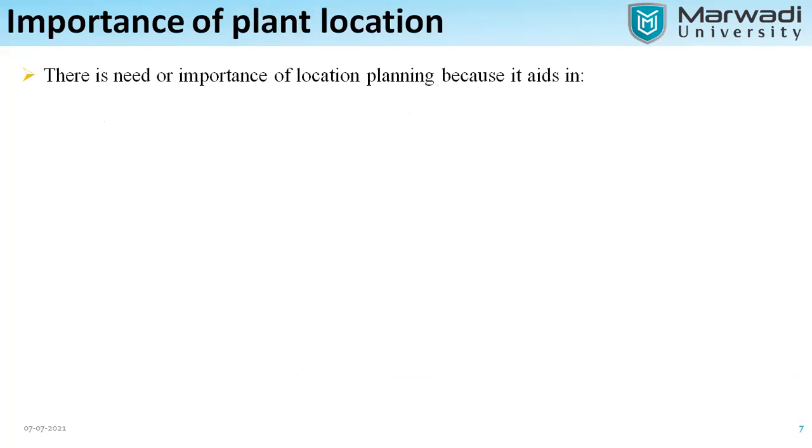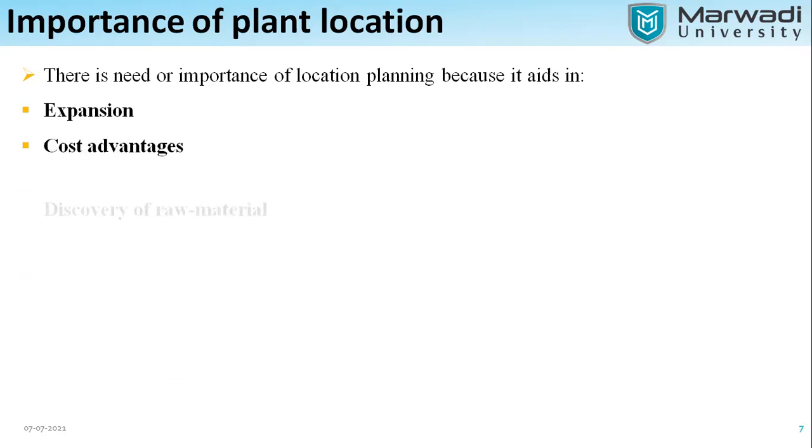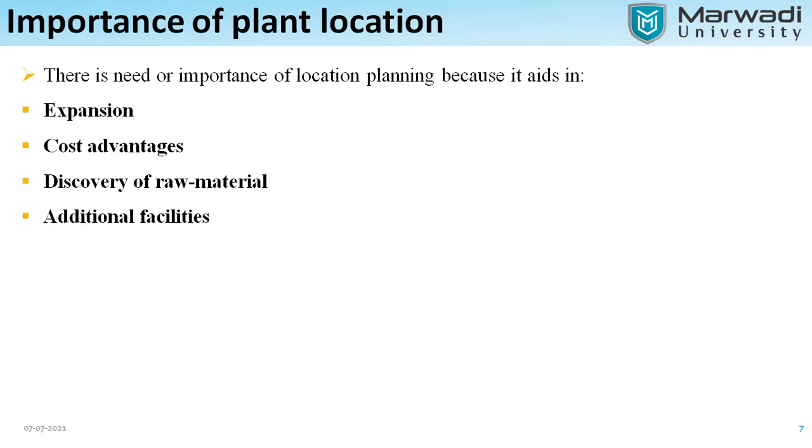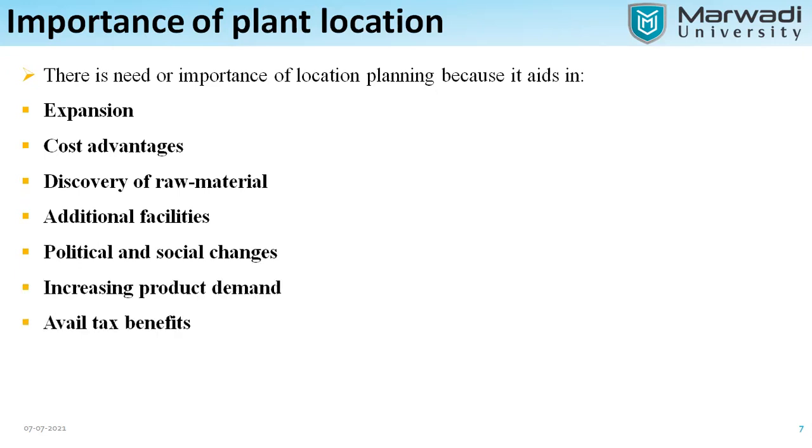Now, what is very important with respect to the importance of plant location is the need for location planning, because it aids in expansion, cost advantages, discovery of raw material, additional facilities, political and social changes, increasing product demand, and available benefits. These are the basic points that will be taken into consideration before understanding the importance of location planning, because it will aid the plant location that we are making.